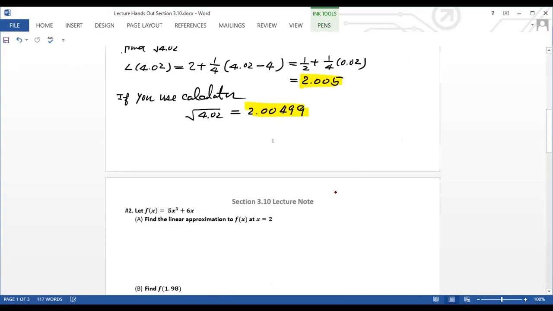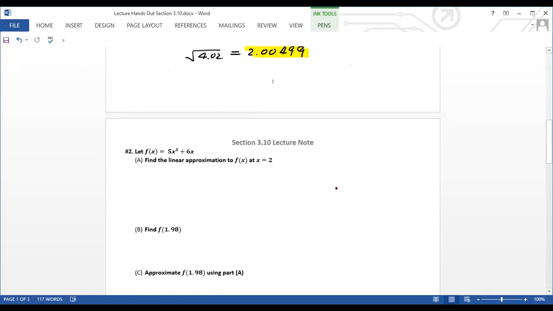Okay, so let's take a look at another one here. This one says, let's try to find the linear approximation at x equal to 2. So the first thing that I need to know is what is f of 2. This one's easy. This is 5 times 2 to the cube plus 2 times 6, right? So this is 52.